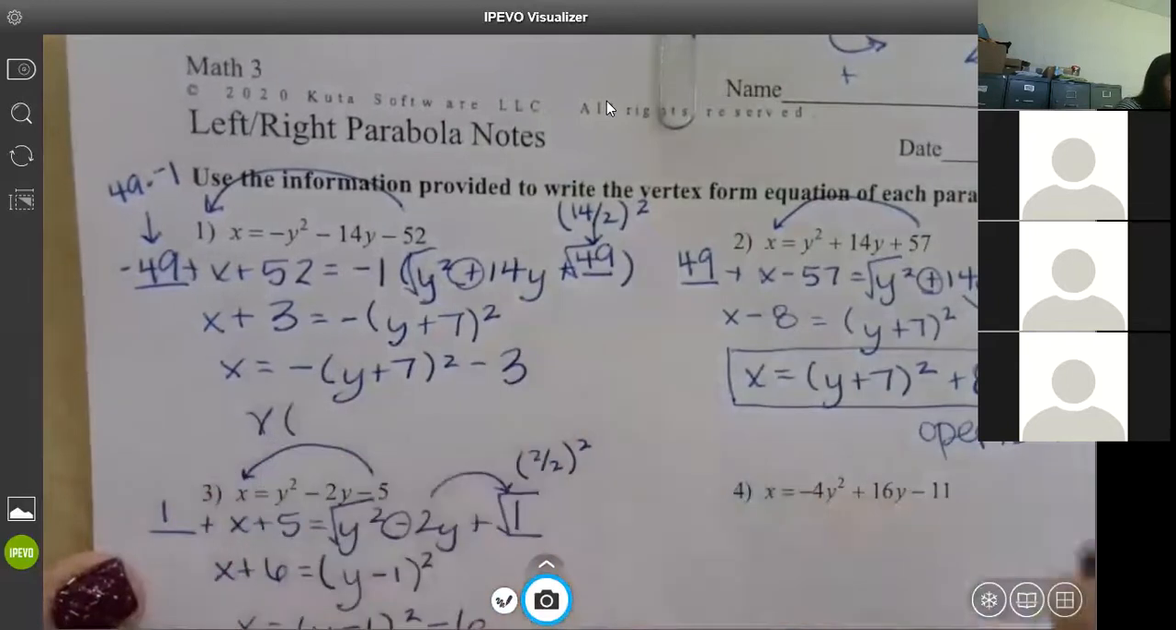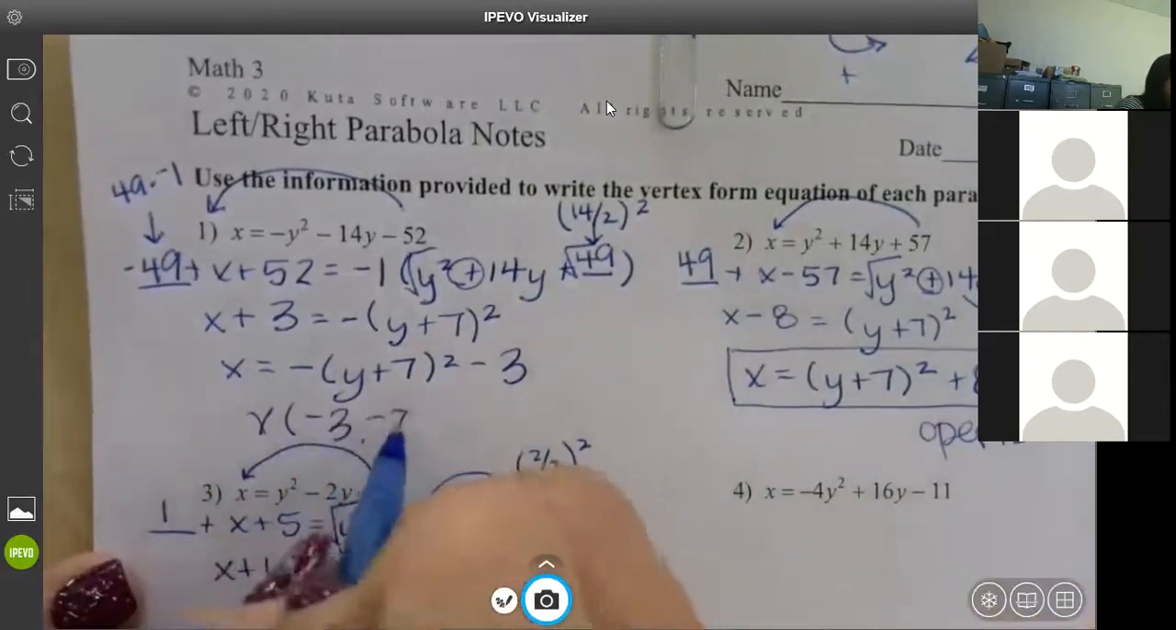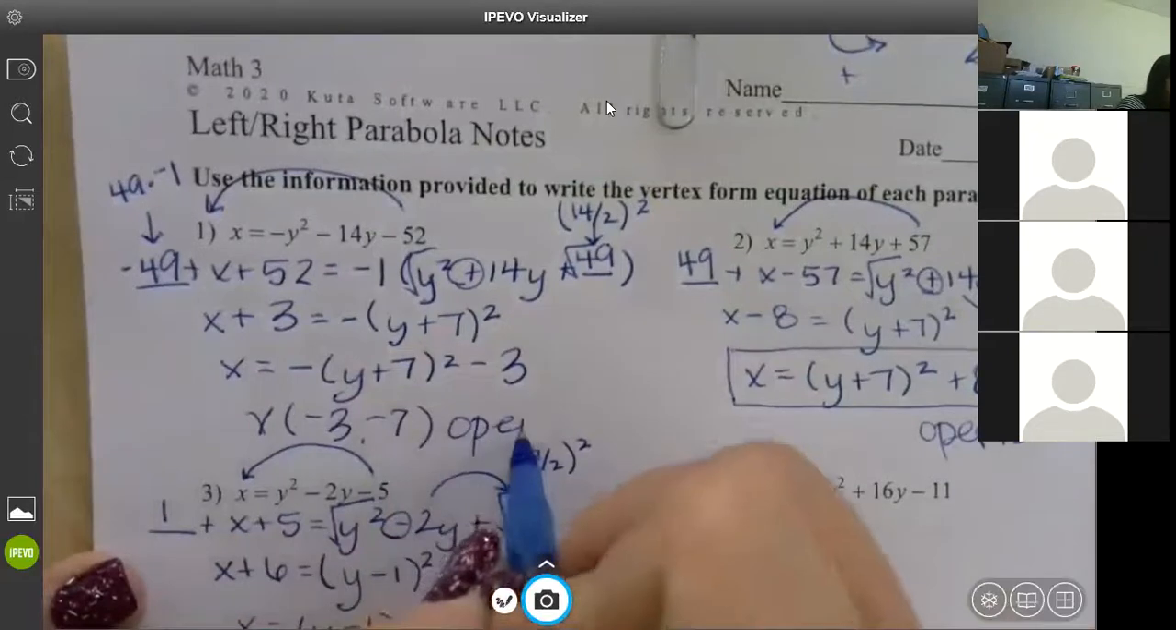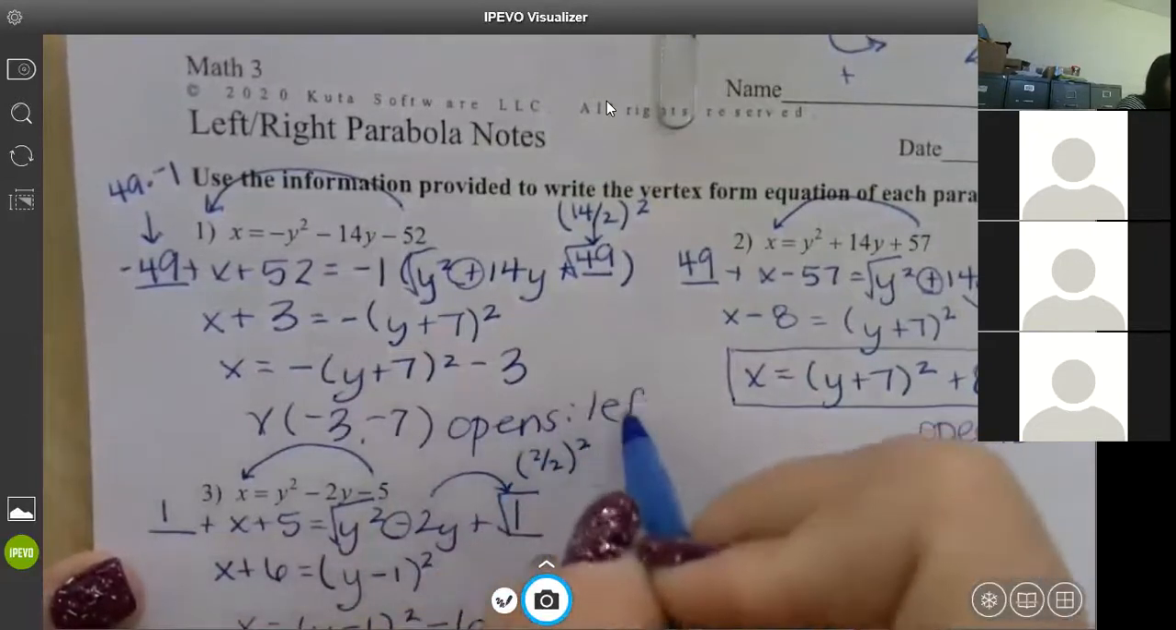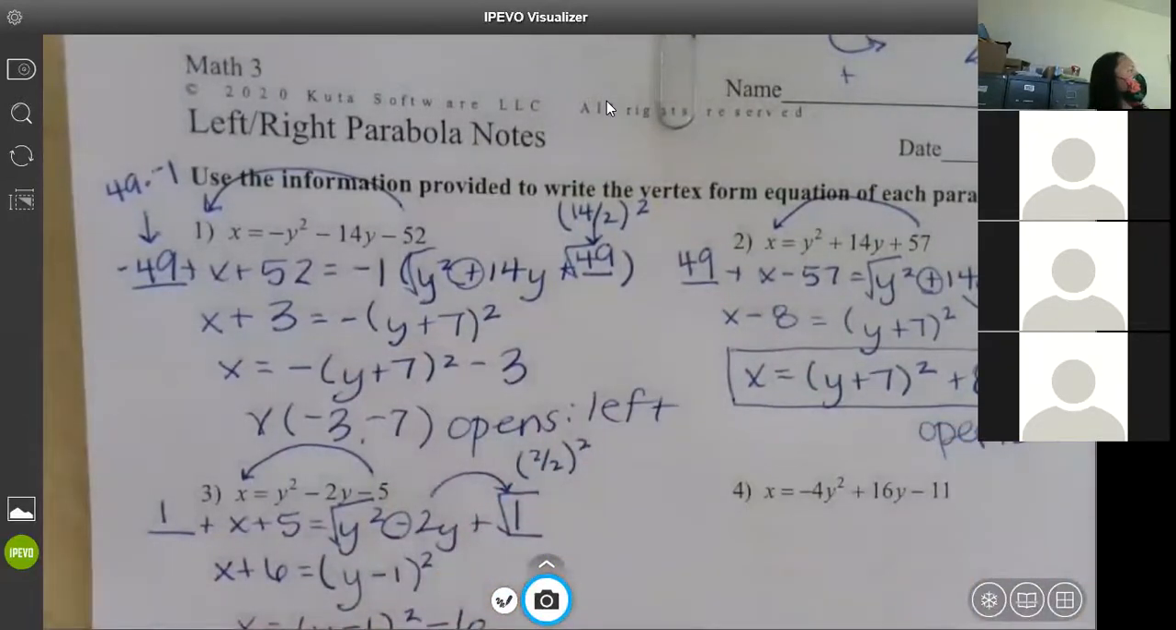What's your vertex? And then which way does this one open? And again, it opens left because it is negative. So x equals tells you it's going to be left or right. Why would you think that x equals would tell you left or right? Yeah, the x-axis goes left to right. So make sure you watch that on your tests, okay? That's the biggest thing. When they're all scrambled up, you guys forget, like, oh yeah, it's x equals. You do the work right and everything looks good, but then you forget that it's x equals and you don't treat it different, okay? So be careful.